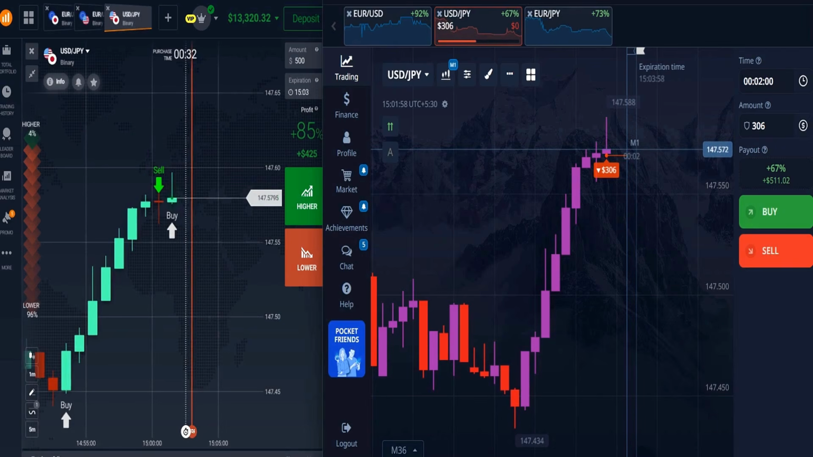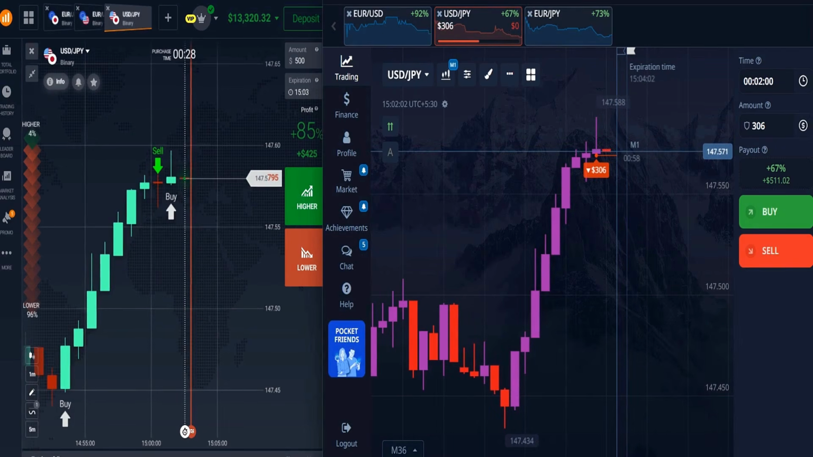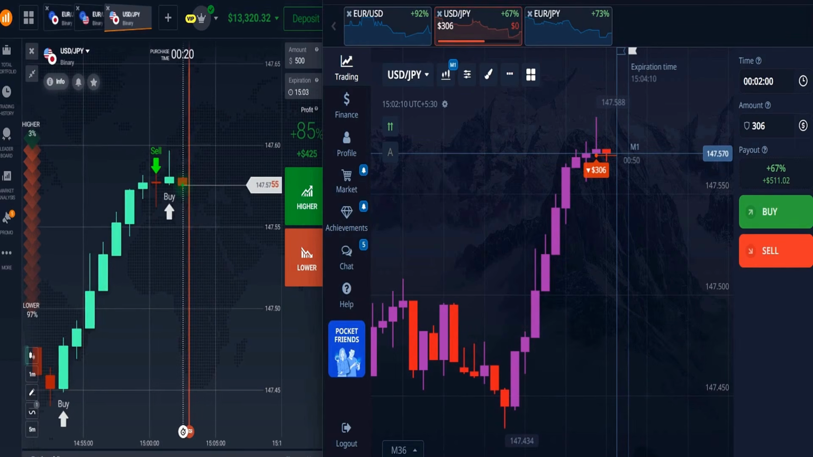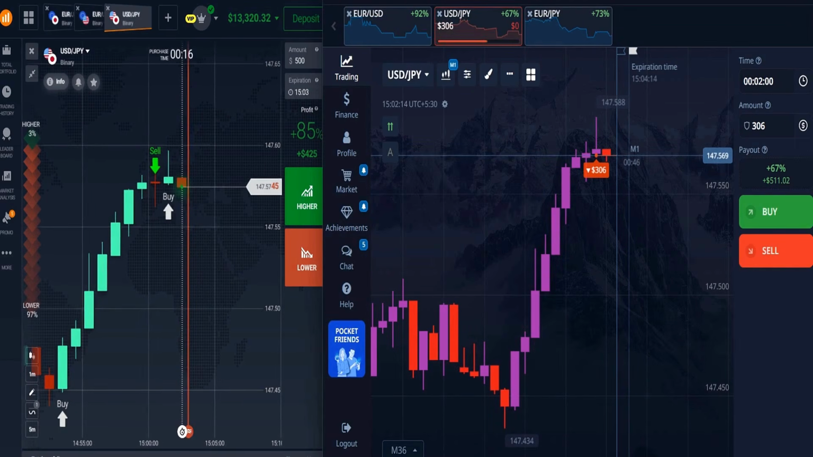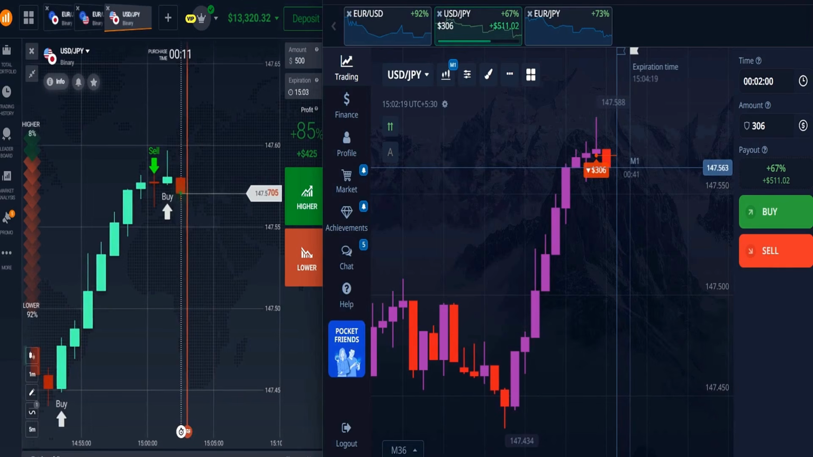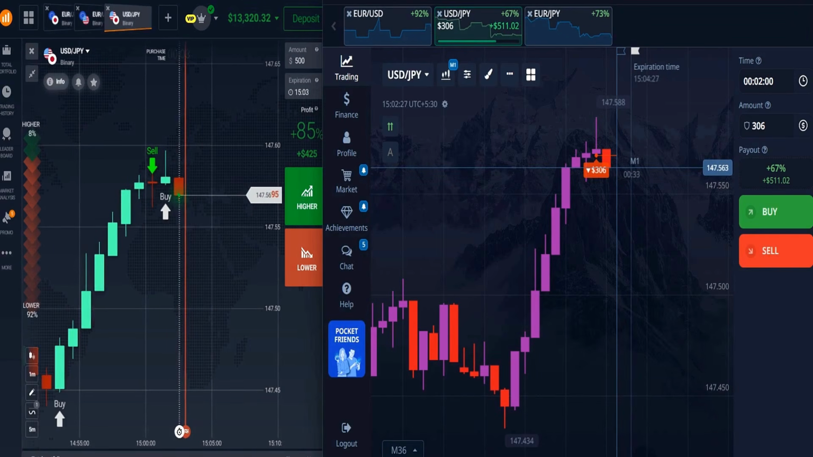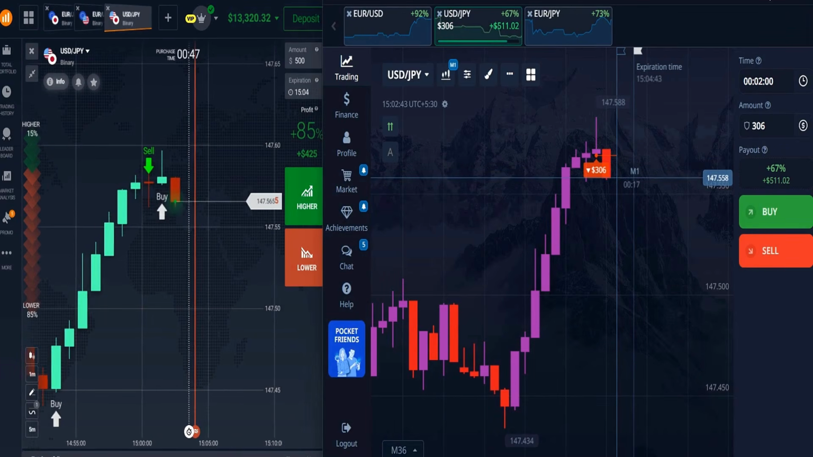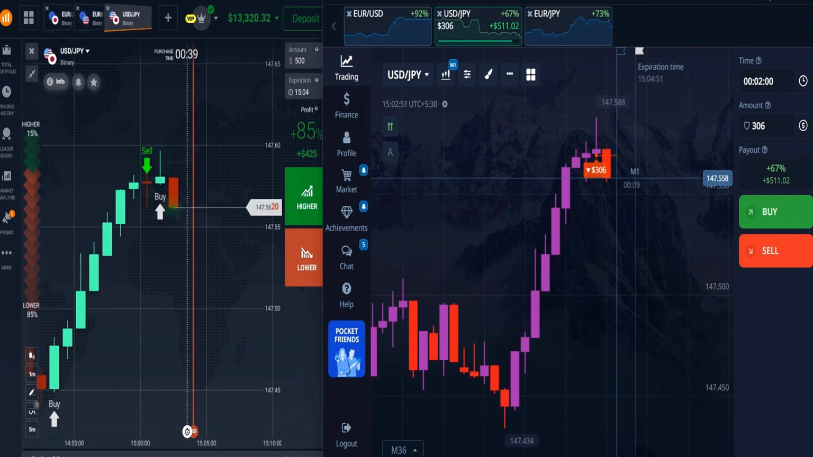This setup looks promising. The signal came right after a strong bullish move, so we may be catching a potential reversal. Let's see if the script delivers another winning trade for us. Stay tuned because every trade we take brings us more clarity on how well this strategy performs in live conditions. Let's wait and see how this trade closes.